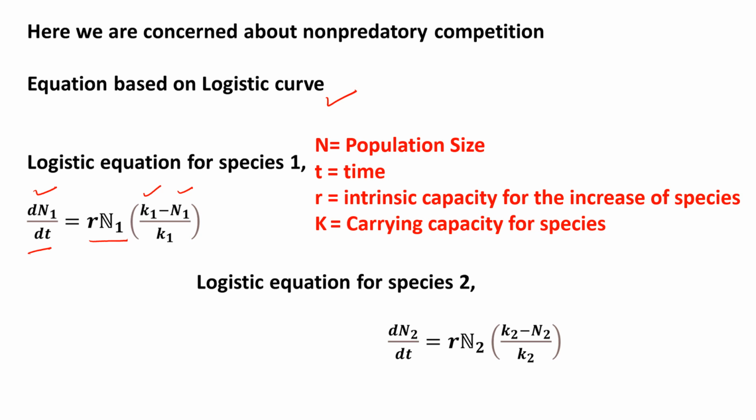The same equation we can create for species 2: dN2/dt = r N2 (K2 - N2)/K2. K is the carrying capacity, which has a great impact in the Lotka-Volterra equation.